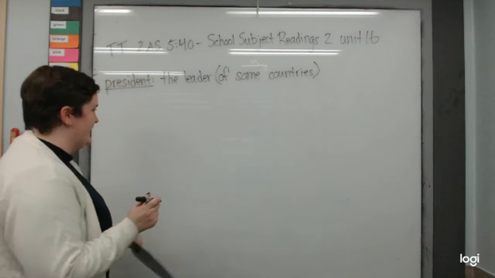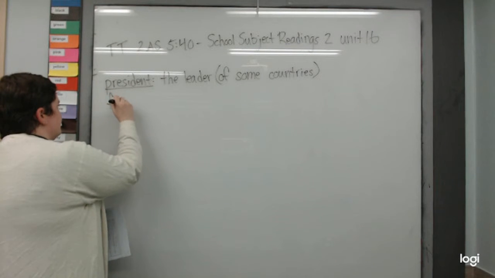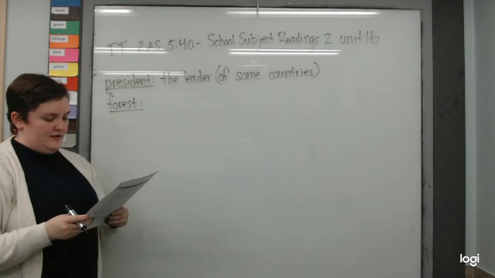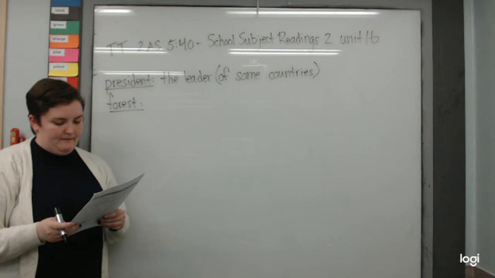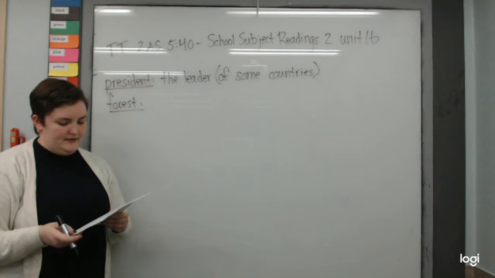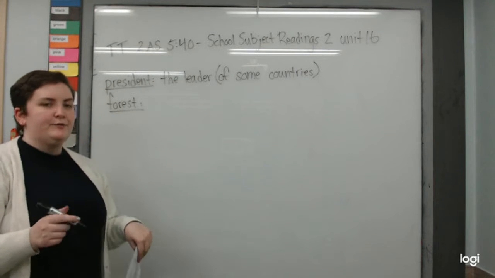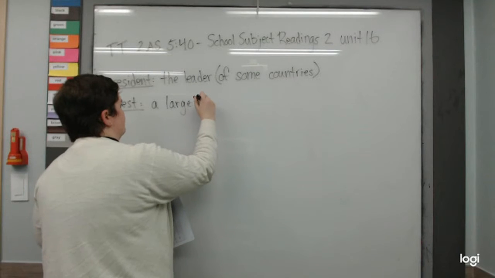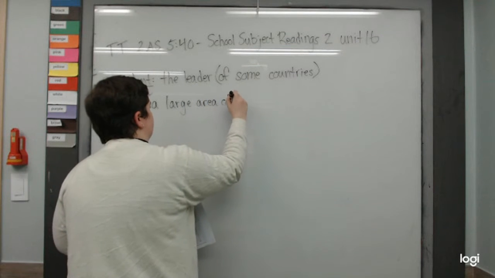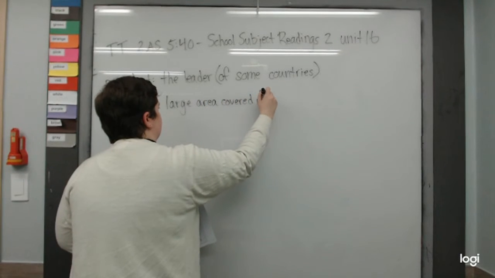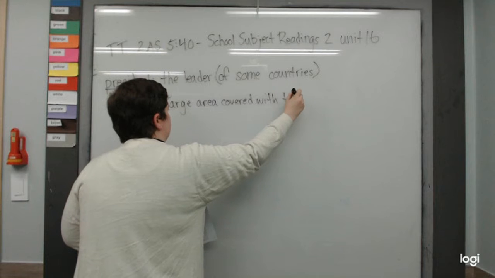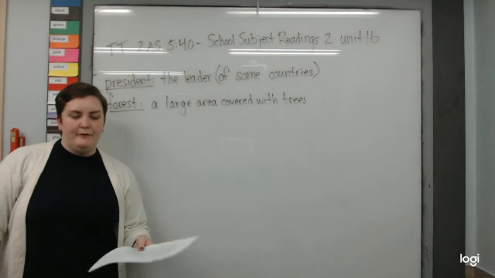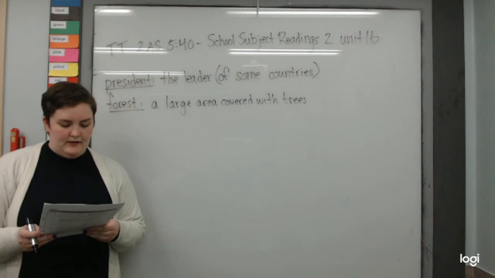Next we have forest. A forest is a large area covered with trees. When you have many trees together, it's a forest. Easy. Remember.